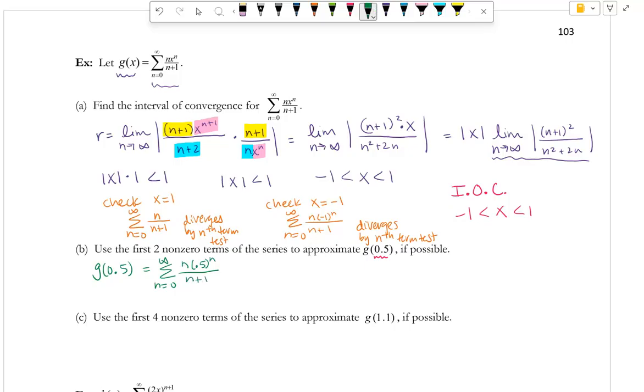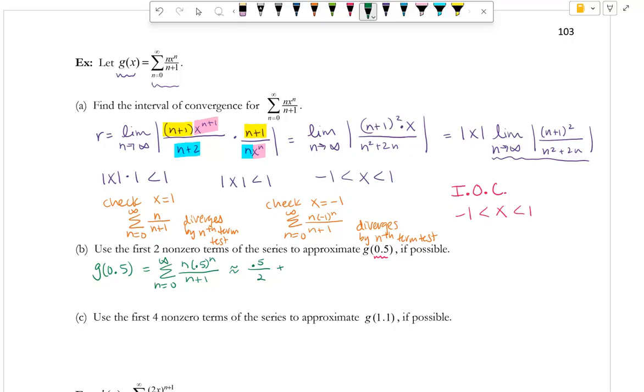n stays n. And we're told to approximate this using the first two non-zero terms. Now we would start with when n is 0, but when I plug in 0 for n, I get 0 over 1, so that is not a non-zero term. So next I need to plug in a 1. When I plug in a 1 for n, I get 0.5 to the first power, so 0.5, over 1 plus 1, which is just 2. And then for my next term I would plug in a 2.